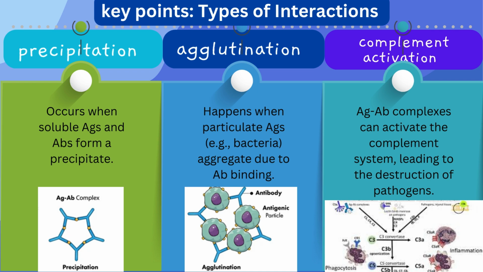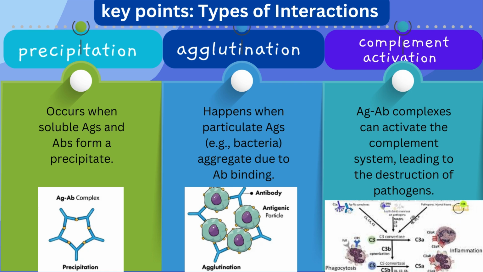And agglutination involves the clumping of cells like bacteria when antibodies bind to antigens on their surface. This clumping really helps phagocytes to efficiently engulf and destroy multiple pathogens at once.